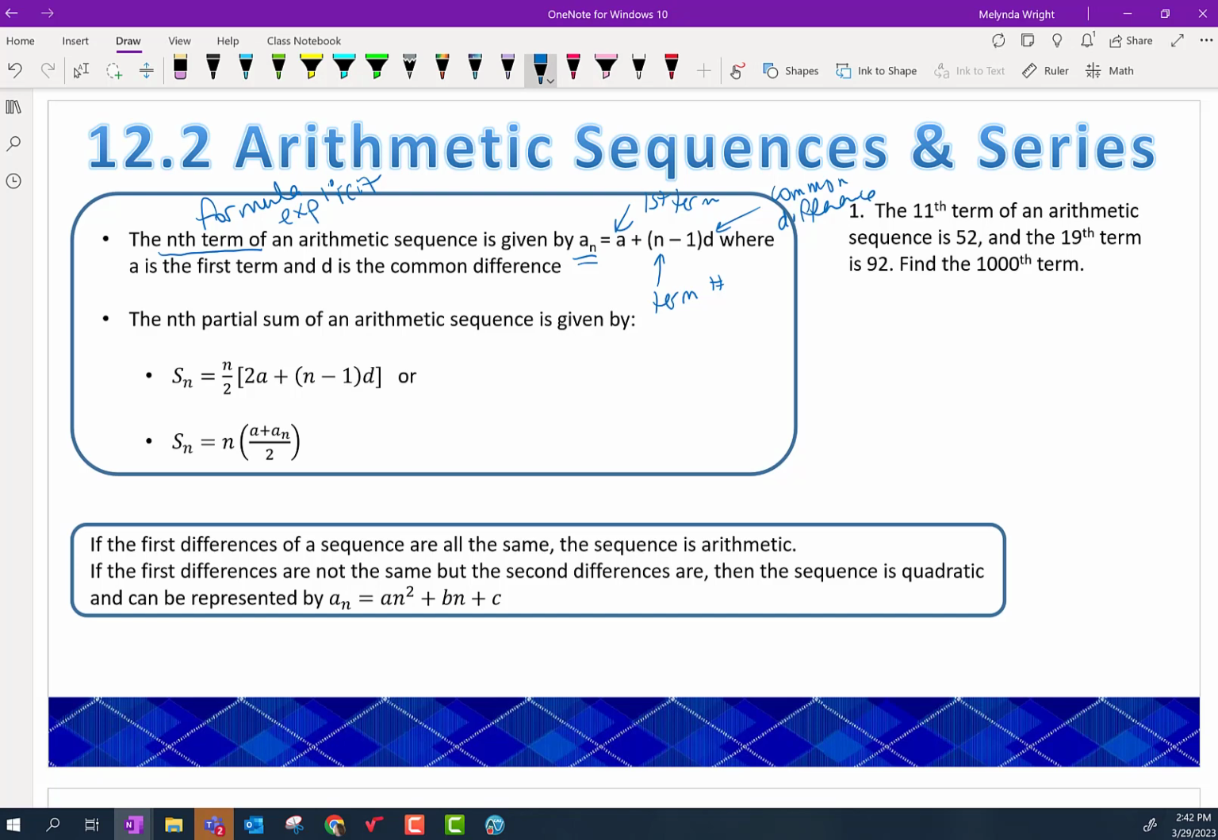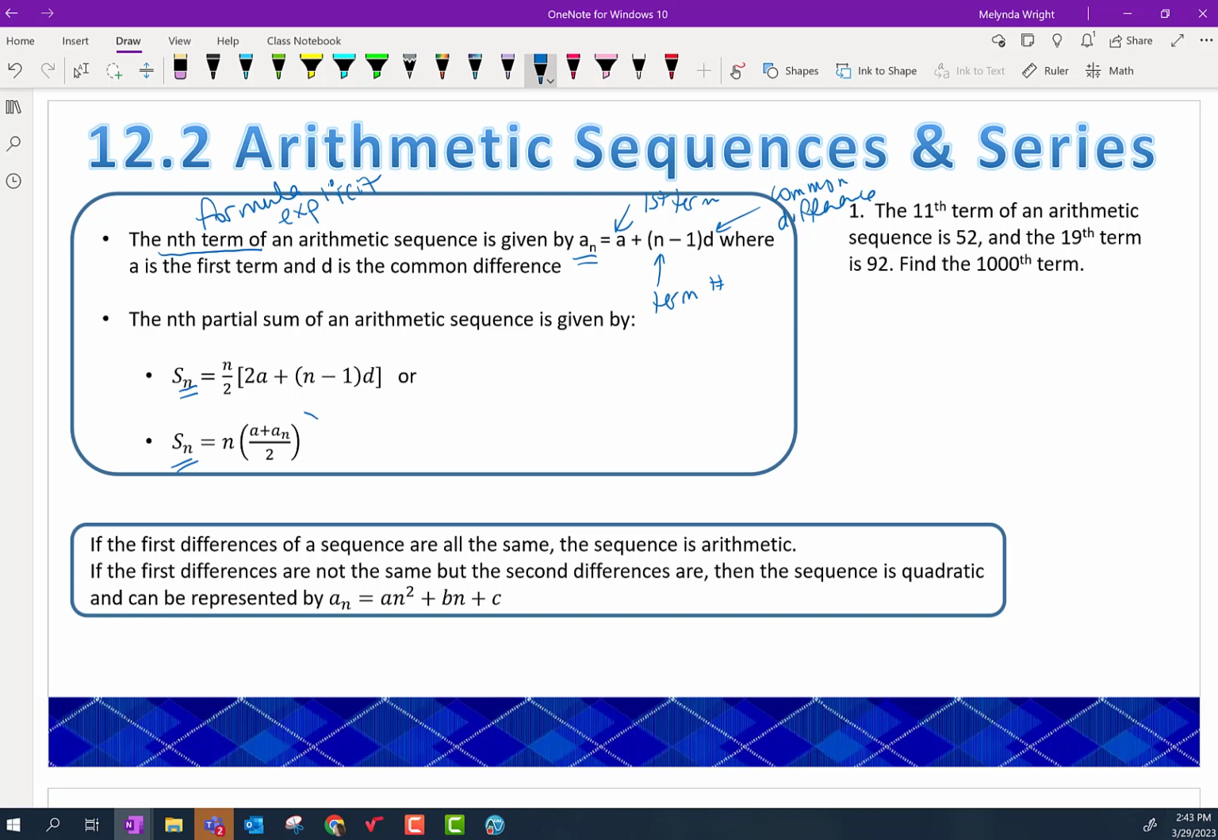Now let's say we want to add up the first particular number, say the first 70 terms of an arithmetic sequence. We really have a choice. We have two different formulas that we could choose from. These are both summation formulas, partial sums. And it really depends on the information that we're given as to which one would be most helpful.